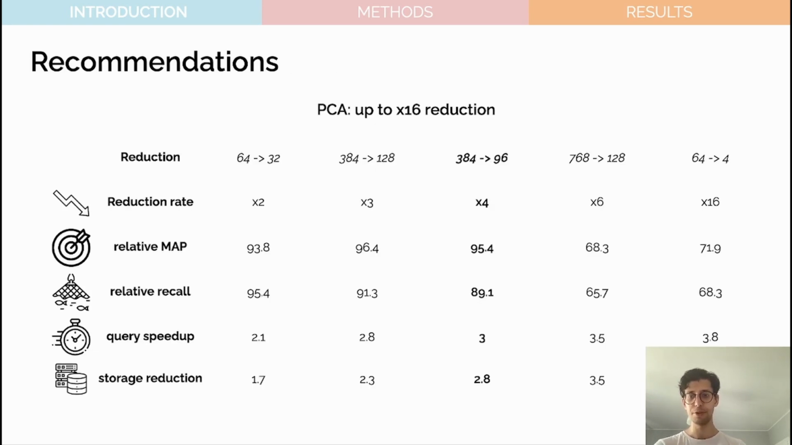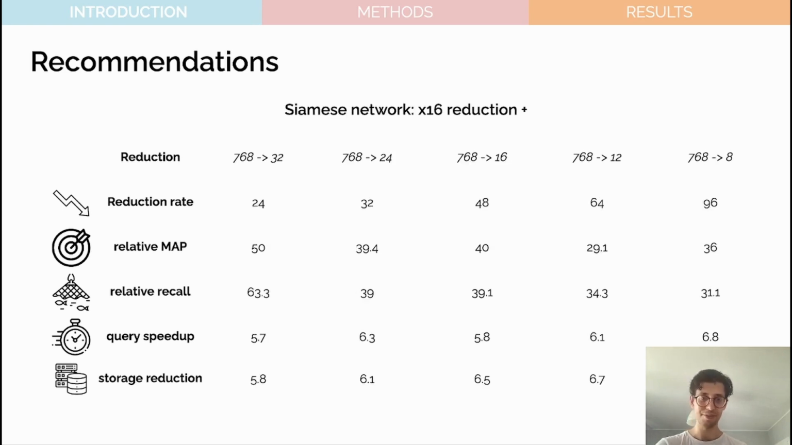So now, as for the recommendations, I think that the best choice, if you want to play safe, is the 4 times reduction, because if you use it, you can still retain over 95% of the original mean average precision. So the difference is maybe not negligible, but hard to notice. And 90% recall, but you are able to speed up the query over 3 times and reduce the amount of storage by 2.8 times. And if you dare to go higher, you can use Siamese network by over 60 times reduction, although the metrics are diminishing pretty quickly.